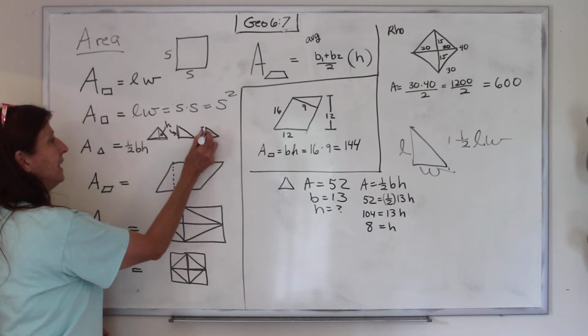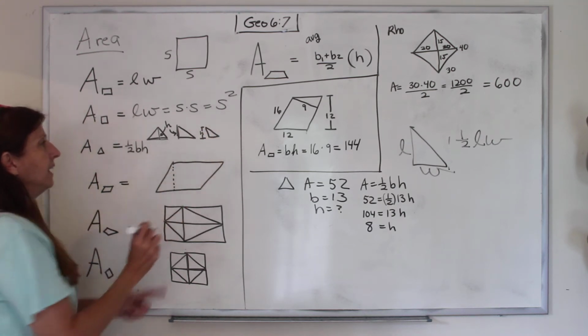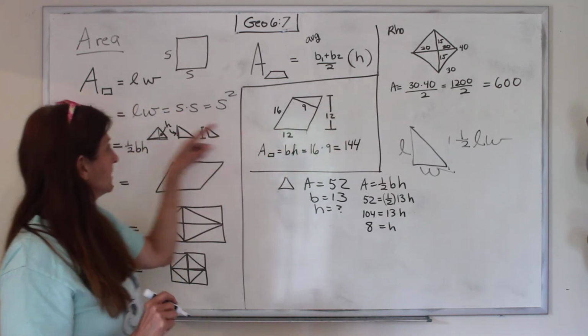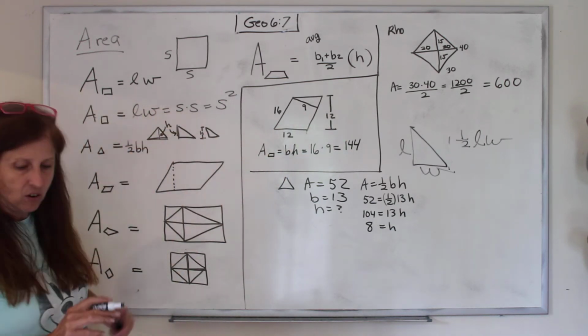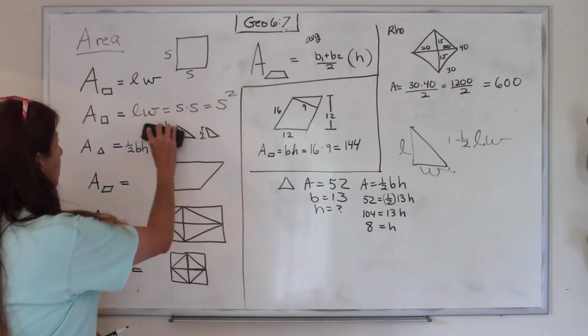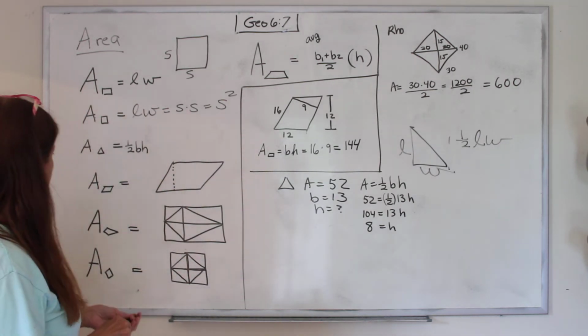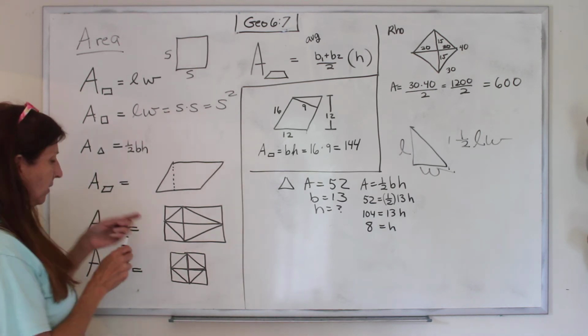This one that's leaning over, the height is from the pinnacle to the base. It's the same as this. It's if you jumped off the pinnacle, how far would you fall? So the area of a triangle is 1/2 base times height. Okay? What about a parallelogram?